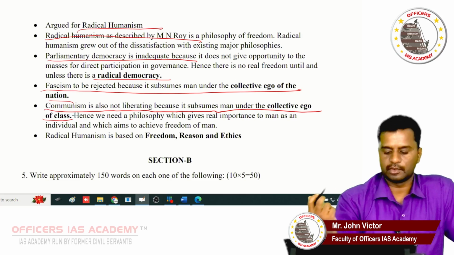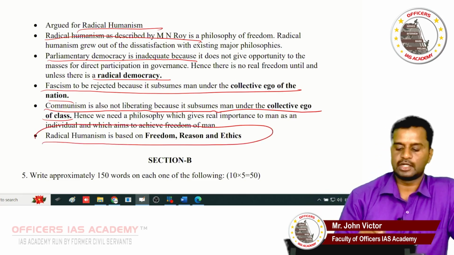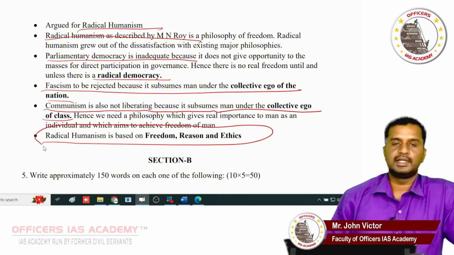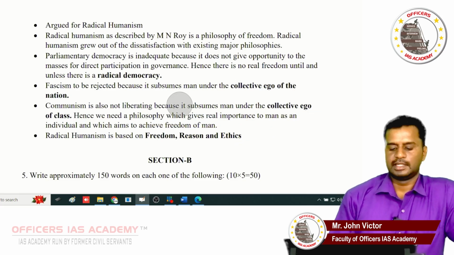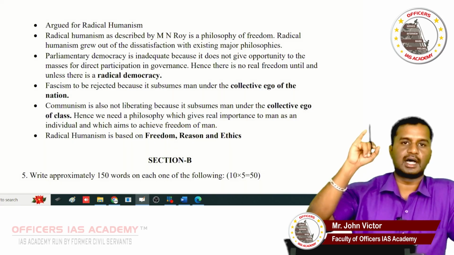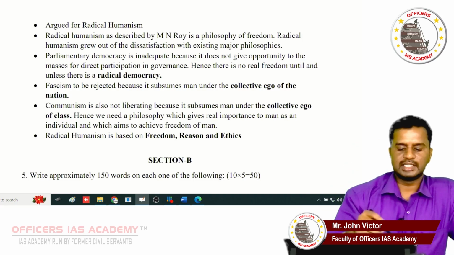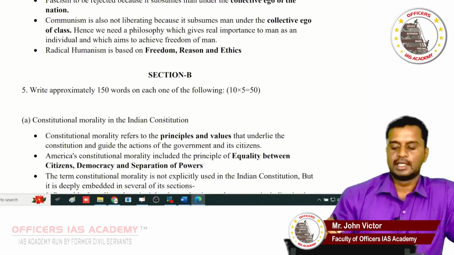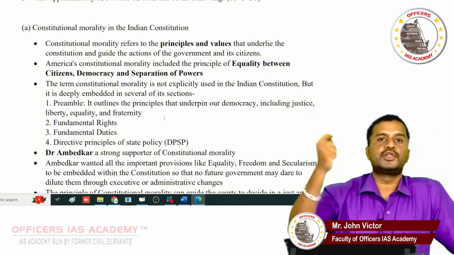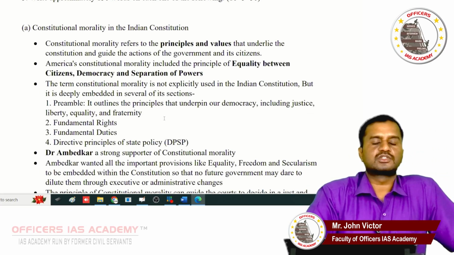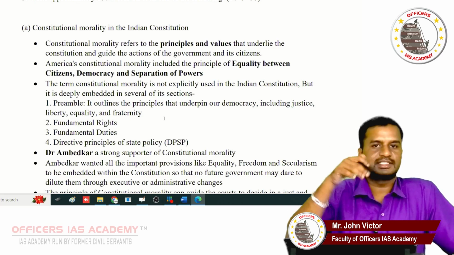This is the view of M. N. Roy. So he is arguing for radical humanism. Radical humanism is based on freedom, reason, and ethics. In fact, you can see a radical humanist in Gandhi, Marx, as well as M. N. Roy. All these individuals gave importance to humanity. They are optimistic of the power of man to regulate himself and also contribute to the society. These scholars also opposed the concentration of power in the hands of an institution called the state.